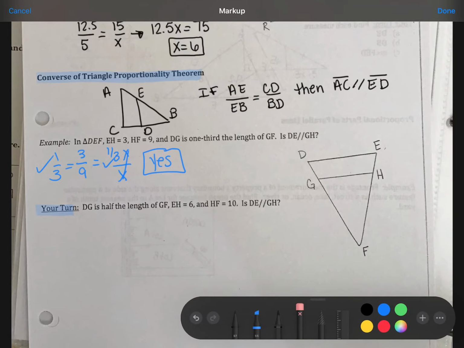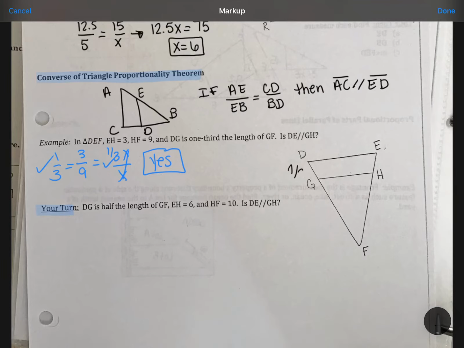All right, so DG is half the length of whatever GF is. And they're telling me that EH is 6 and HF is 10. So basically 6 to 10, is that equal to 1/2? No. So are they parallel? No. It would have to be 6 and 12 in order to equal 1/2.